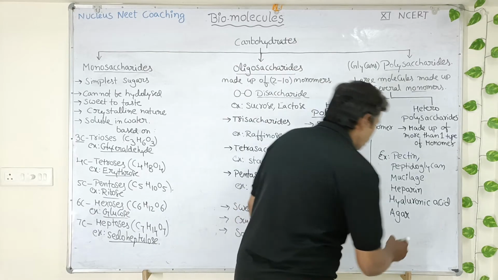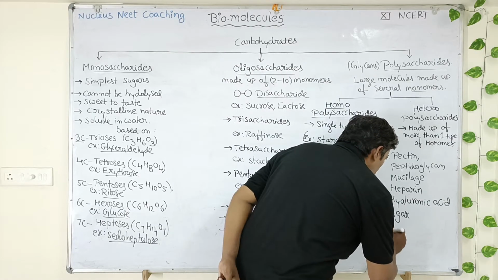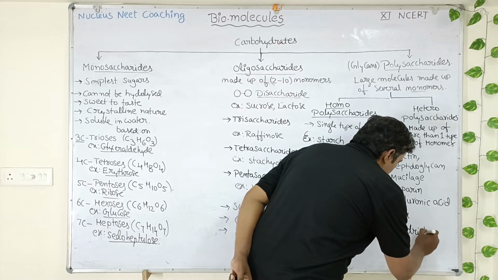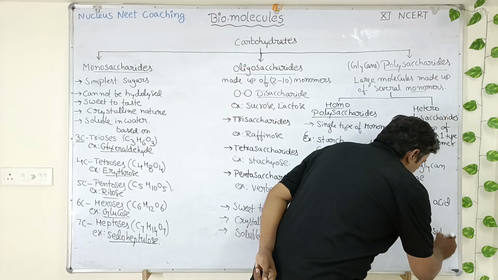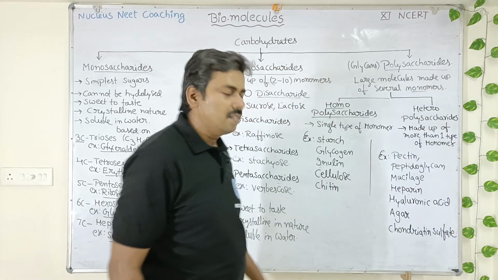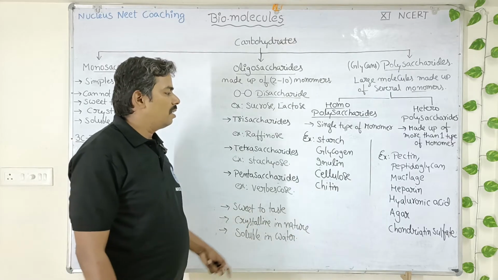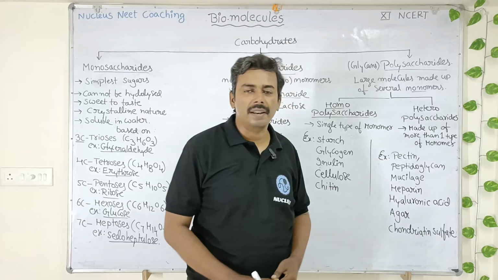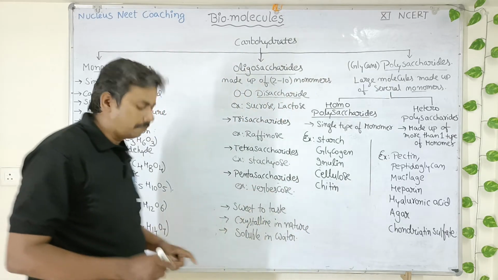Next is chondroitin sulfate, which is present in cartilage. So these are all the examples of heteropolysaccharides. Okay students, copy down.